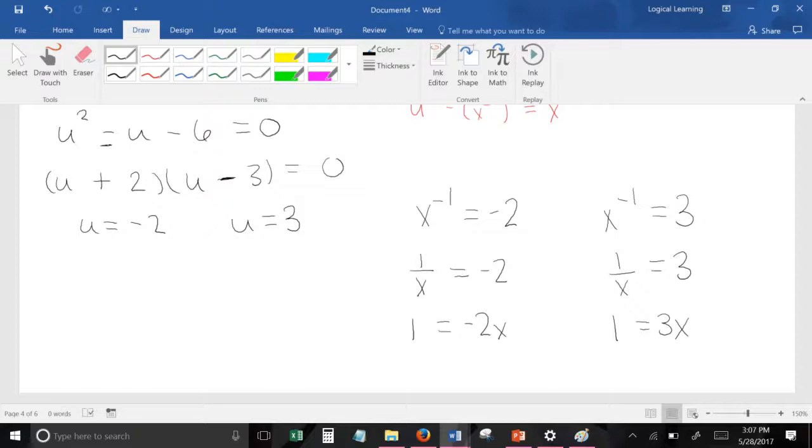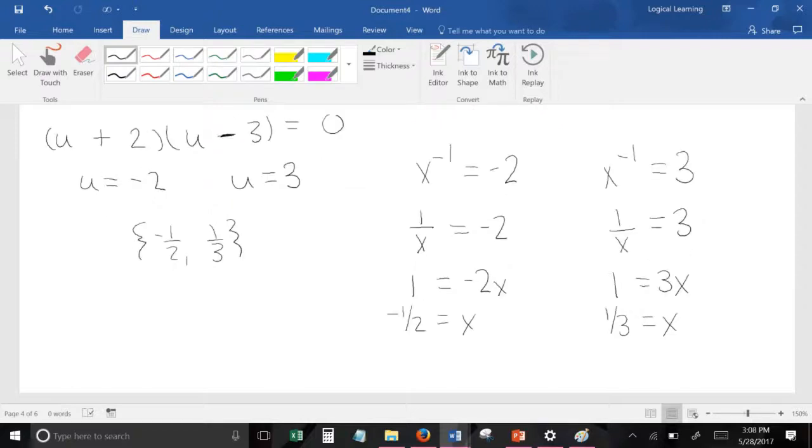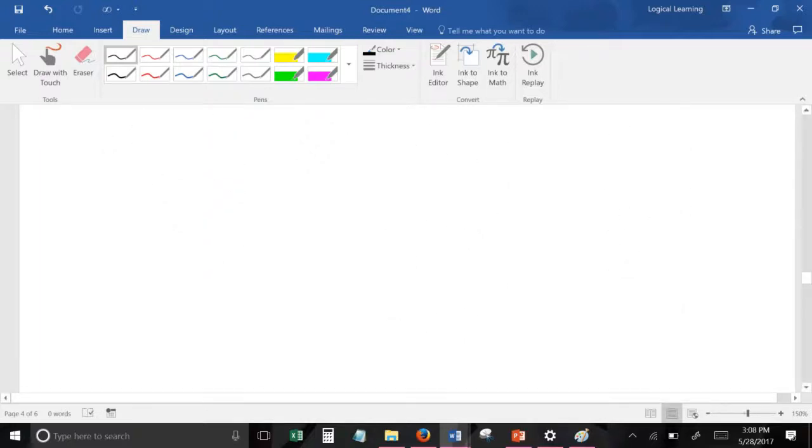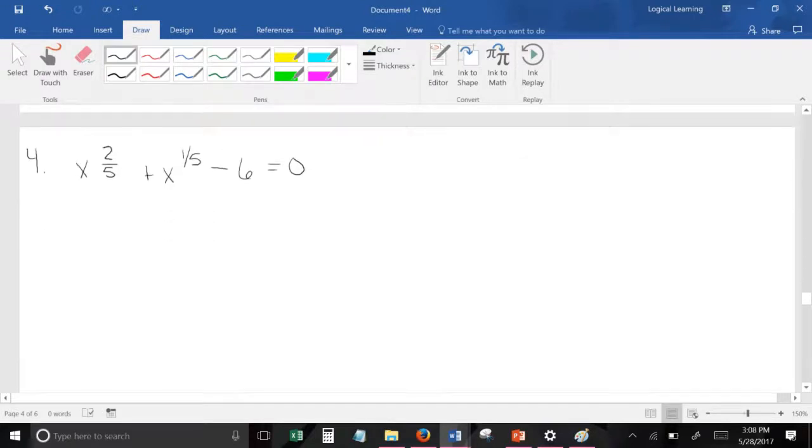Now dividing here by negative 2, we have negative 1/2 equals x. And in this one, dividing both sides by 3, we get 1/3 equals x. So our solution set in this case is negative 1/2 and 1/3. And again, it's always a good idea to put those back into our original equation to check to ensure that both solutions are valid for our given equation. Alright, so let's hop right on to another one.